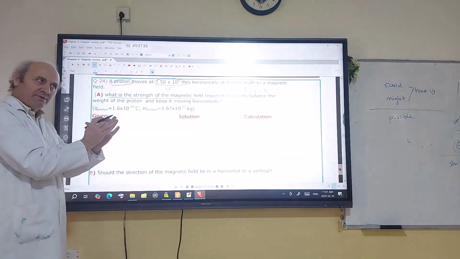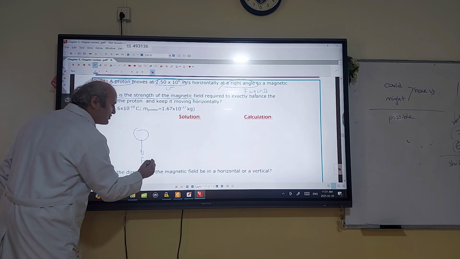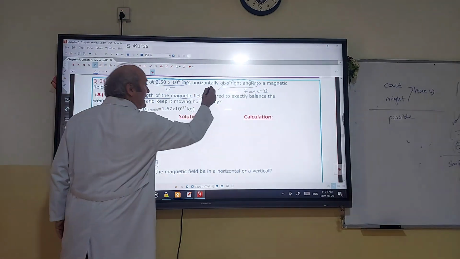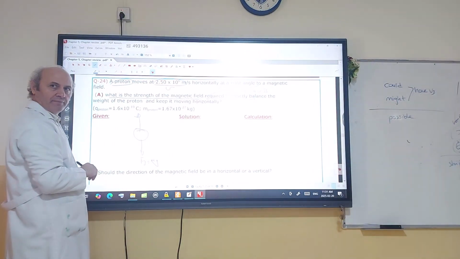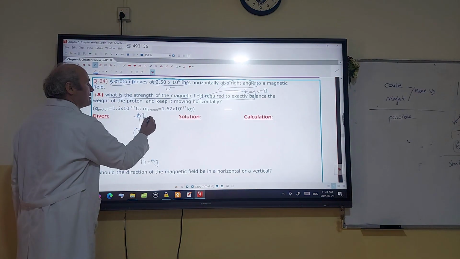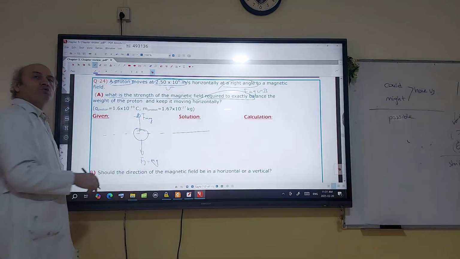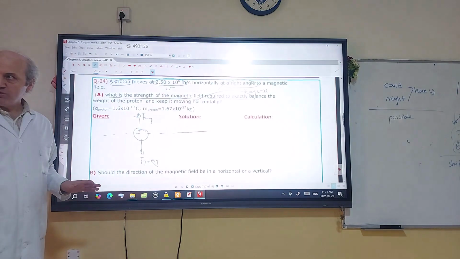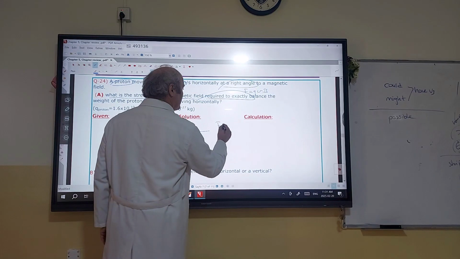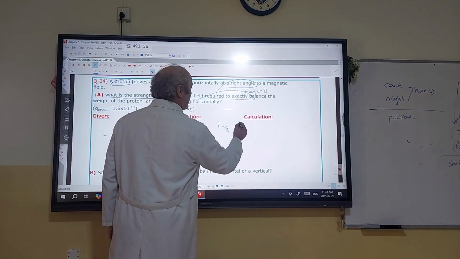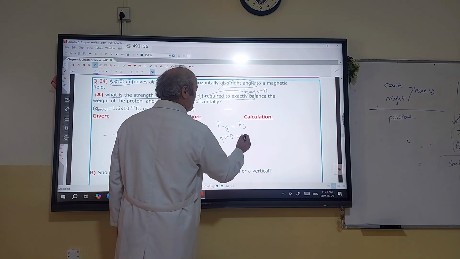This question tells you that the proton will have a gravitational force Fg, which is m times g. If you want to exactly balance this, magnetic force must be upward to the sky. F magnetic must be upward to the sky. So if I want this proton to follow a horizontal path, these 2 forces must cancel each other. To cancel, their magnitudes must be equal to each other. Then I will continue. F magnetic is equal to Fg. F magnetic is QVB. Gravitational force is m times g.